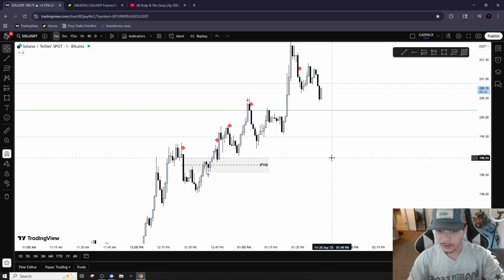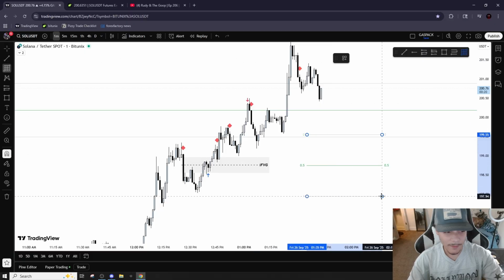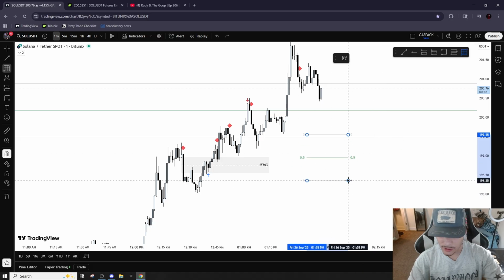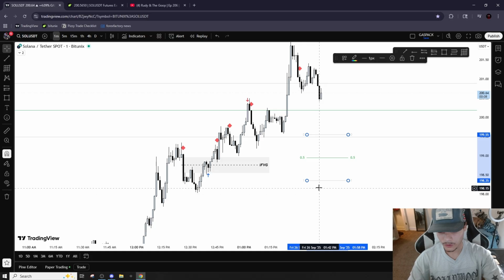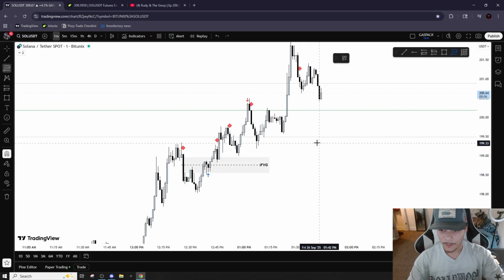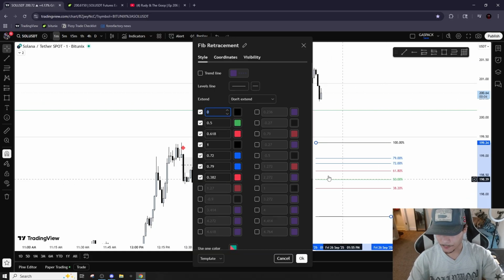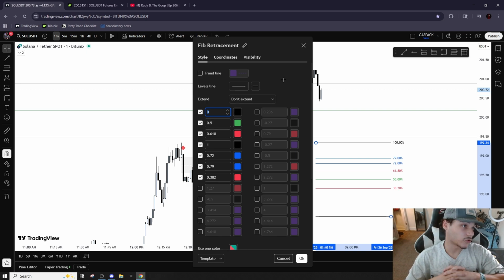I'm going to go over my levels real quick. So, look, I use the Gann box for CE, equilibrium. These are my settings. You want to screenshot it, whatever. Pause the video right there. Bang. That's it. Also, for my fib, these are my settings for my fib. Screenshot. Pause the video. Do what you got to do.